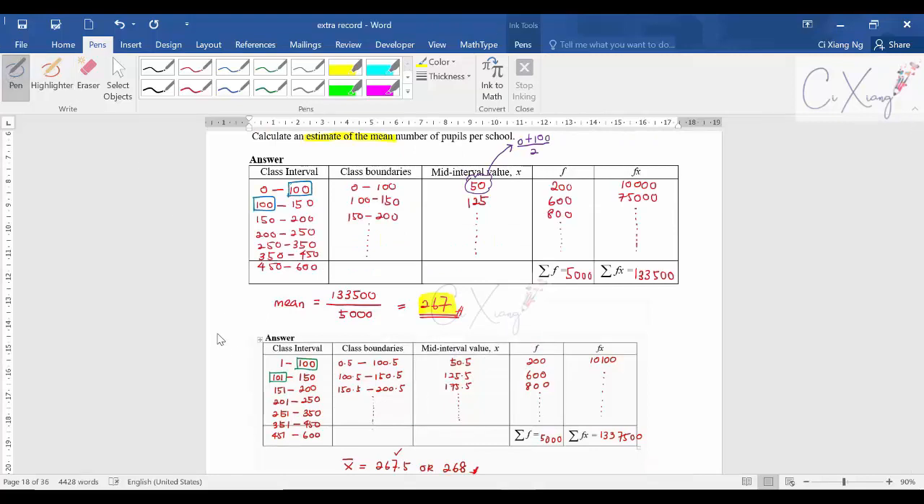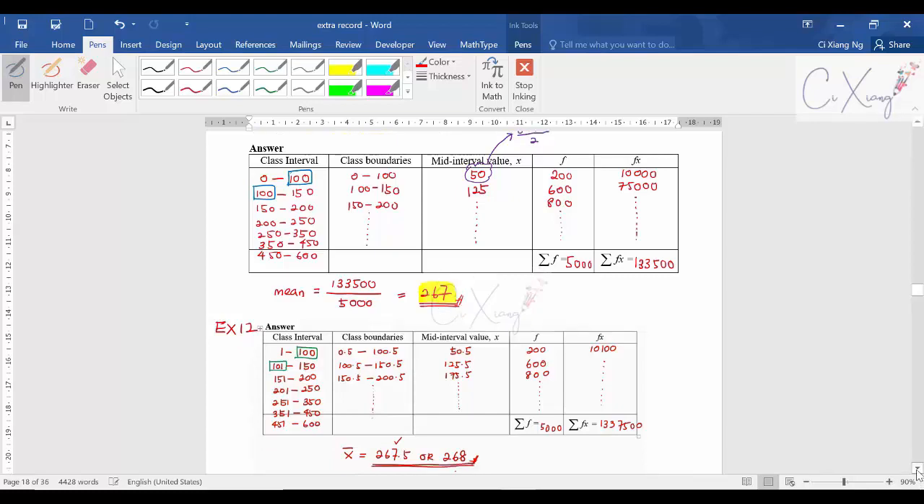Okay, so this is the example 12 answer and this is example 13. Please try to compare both of these questions. Although the cumulative frequency table that they give you is exactly the same, what I want you to observe now is the difference between these two. Actually, for these two questions, the main thing is about the class interval.